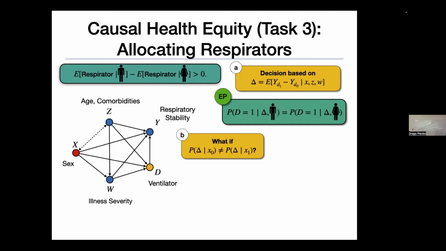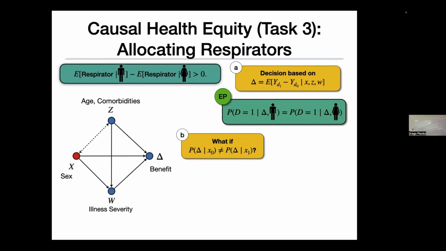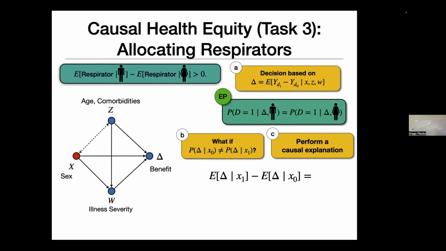This is the principle. What is also important, and is a very interesting question that comes next, is, what if the benefit itself differs between groups? What if men have a higher benefit on average, right? This is also a very interesting setting. And the solution to this setting is that the benefit itself can be added as a node to the causal diagram, okay? And what this allows us to do is perform the causal explanation using the same method that we had before, but on the benefit itself, right?